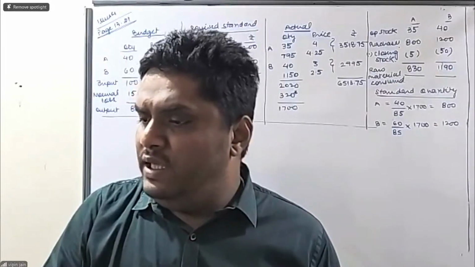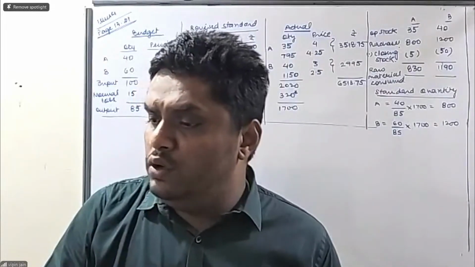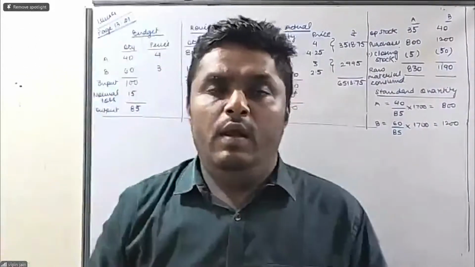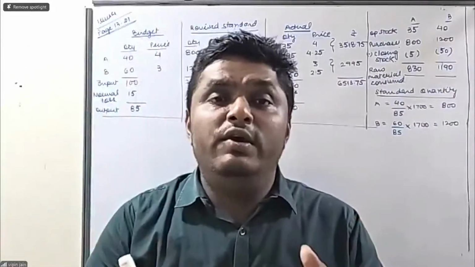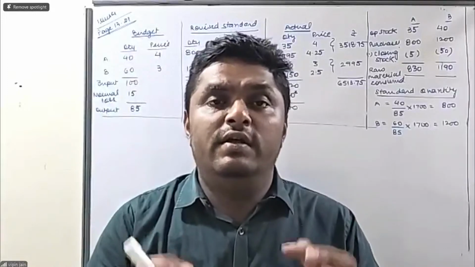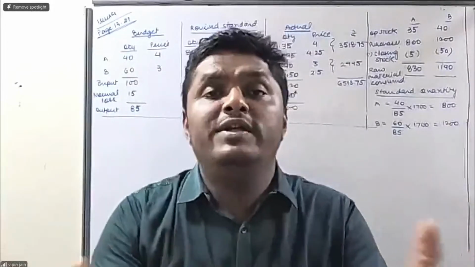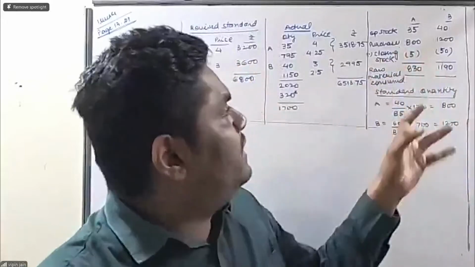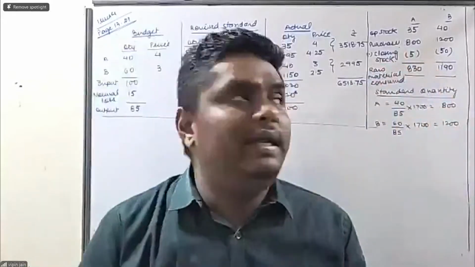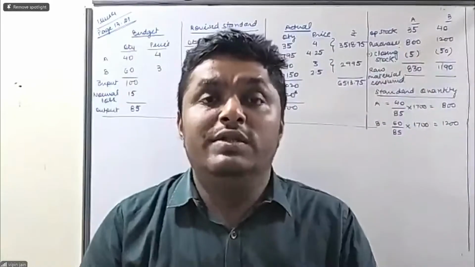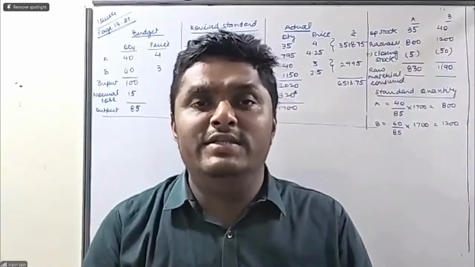Okay, so Riddhi, why are you not including closing stock in actual output? So see, these 1700 units are manufactured. Now, out of how much raw material? Very simple. When talking about A, it is 830, and when talking about B, it is 1190. So this is what my raw material consumed.